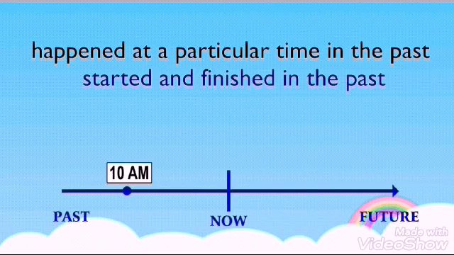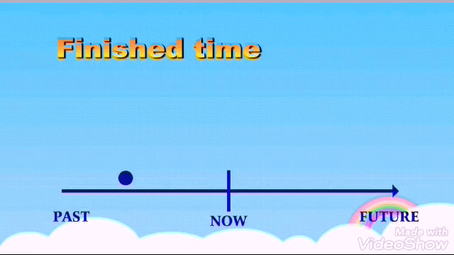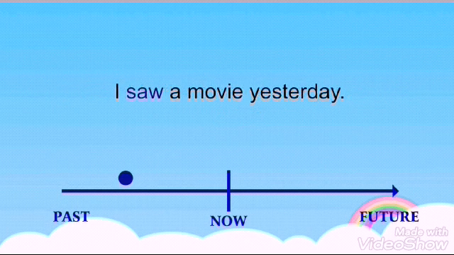We use the past simple tense to refer to something that happened at a particular time in the past, started and finished in the past. So the time is finished in the past. For example, when I say she went to the cinema every weekend last year. I saw a movie yesterday.